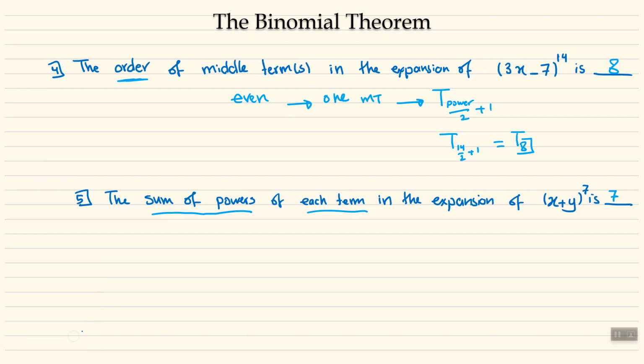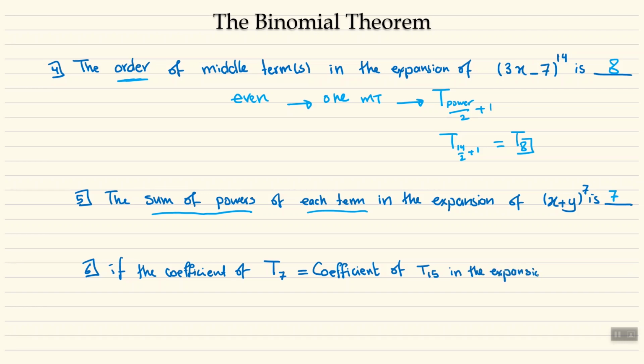Let's see another question. Number 6. If the coefficient of T7 equals the coefficient of T15 in the expansion of (x + y) to the power of n, then n equals dash.